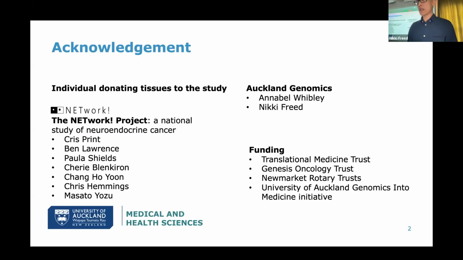So first I like to thank the individuals who donated the tissues to these studies. And our group are the cancer genomic groups led by Professor Chris Prince and oncologist Dr. Ben Lawrence. So the work that I'm presenting today is a collaborative effort with a number of people, especially with Paula Shield, who pretty much did all the sequencing in this project. And me as a bioinformatician, just sitting there waiting for data. And also Annabelle helped a lot with our adaptive sampling and also Nikki as well.